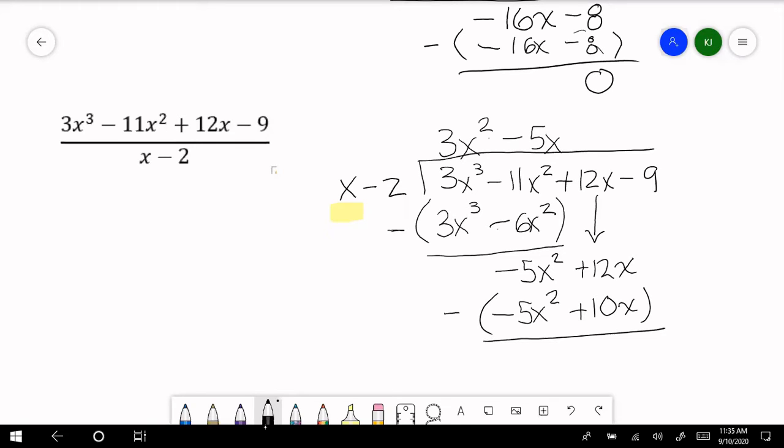Now remember, you're subtracting them. So what's 12x minus 10x? 2x. And I bring down the last number, which is -9.